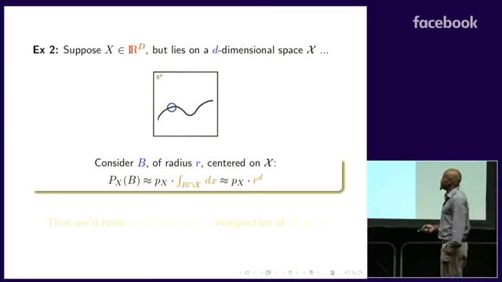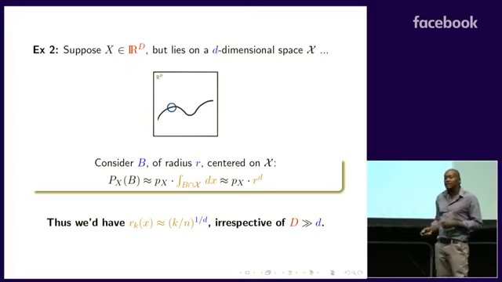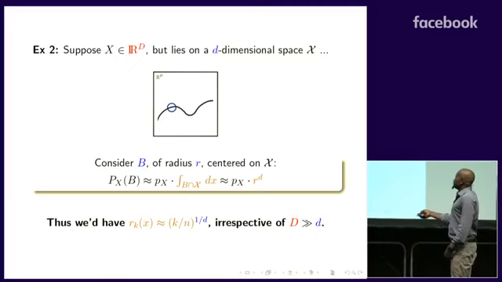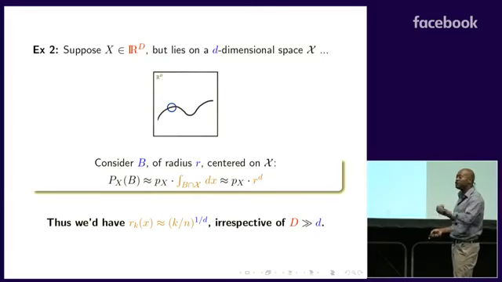So the key message here is that irrespective of the very large ambient dimension, r_k(x) is going to behave in terms of the intrinsic dimension, and the intrinsic dimension is defined by the metric and by where the data lies in the space.